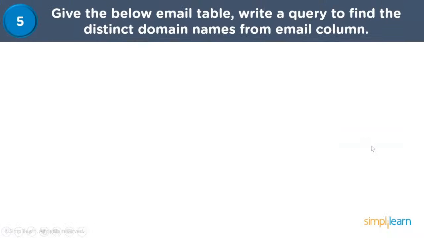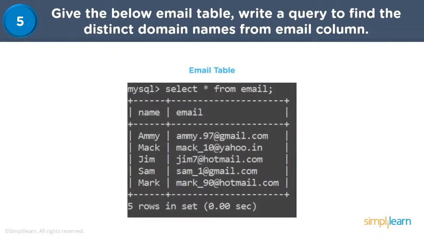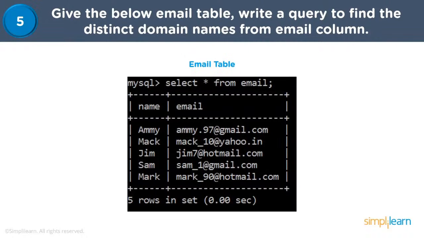Now let's check the fifth question in our list. Given the below email table, write a SQL query to find the distinct domain names from the email column. So if you consider this as my email table, the domain names are gmail.com, yahoo.in, and we have hotmail.com. These are the distinct domain names.